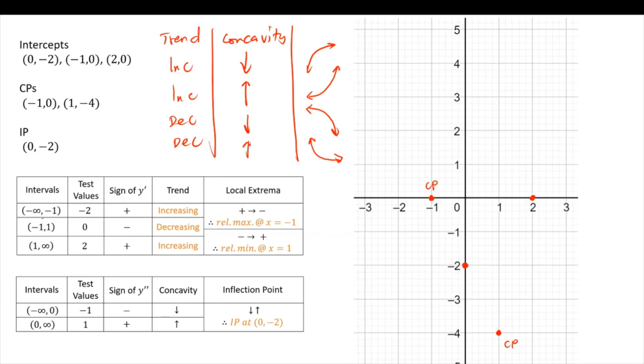Okay. So let's start with this interval, -∞ to -1. If you notice, this interval, -∞ to -1, is inside this interval, -∞ to 0. The trend is increasing in this interval, and the concavity is downwards. So increasing downwards, the graph will look like this one.